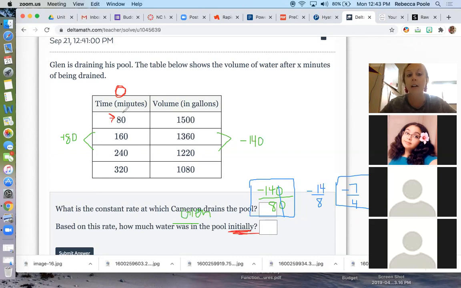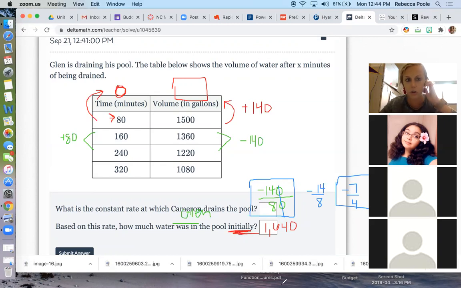So how can we find that? How can I get back up here to find what goes with 0? You add 140. 140. Good. Work backwards. So instead of subtracting 140, they're saying we can add it. Good. So y'all, what's 1,500 plus 140? 1,640. Very good. 1,640.